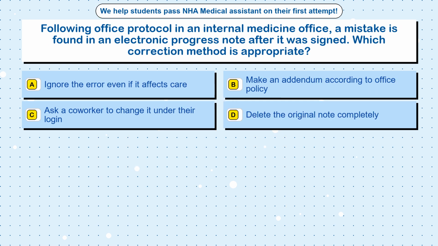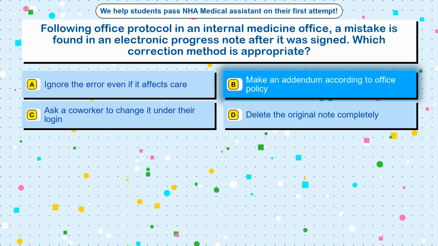Question 4. Following office protocol in an internal medicine office, a mistake is found in an electronic progress note after it was signed. Which correction method is appropriate? Option A, ignore the error even if it affects care. Option B, make an addendum according to office policy. Option C, ask a coworker to change it under their login. Option D, delete the original note completely. The correct answer is option B, make an addendum according to office policy.